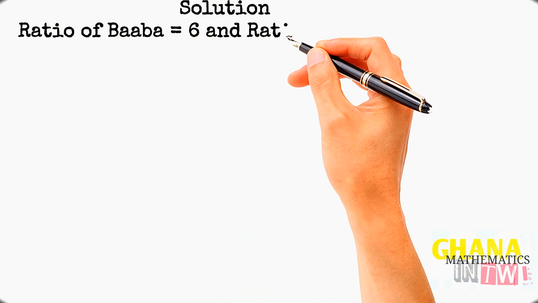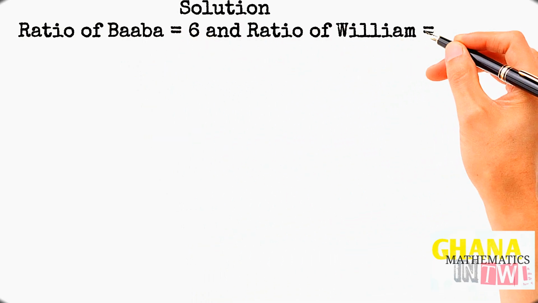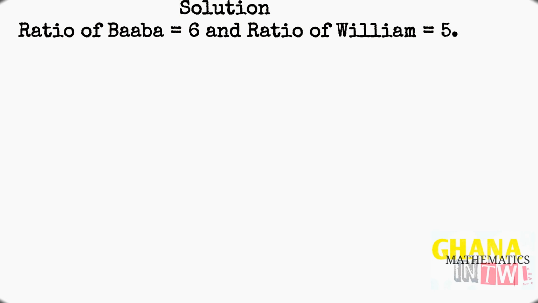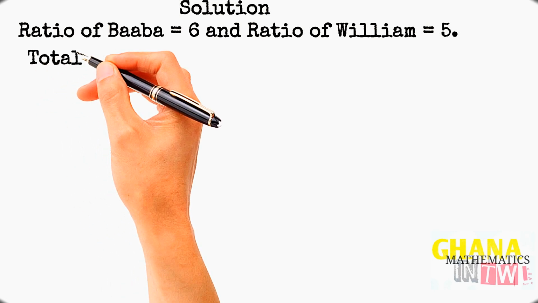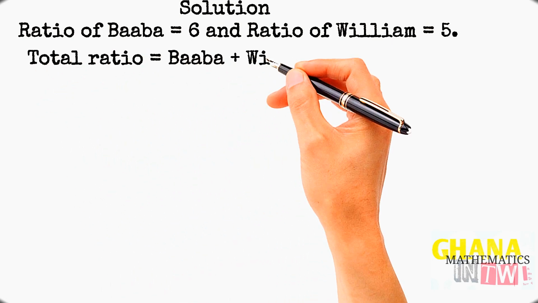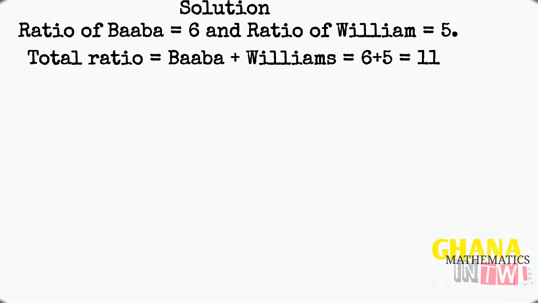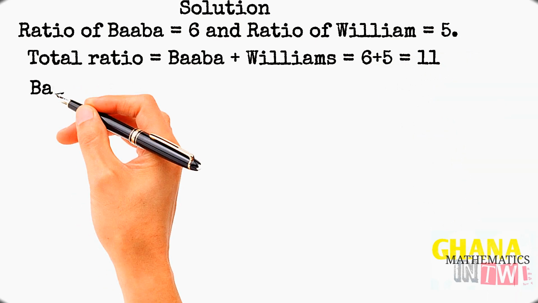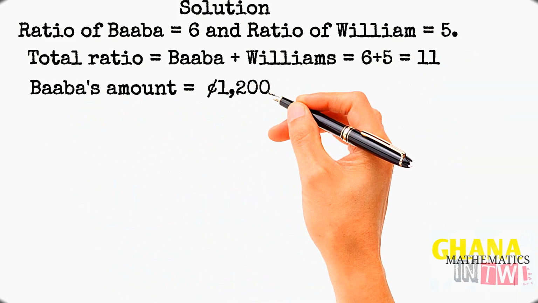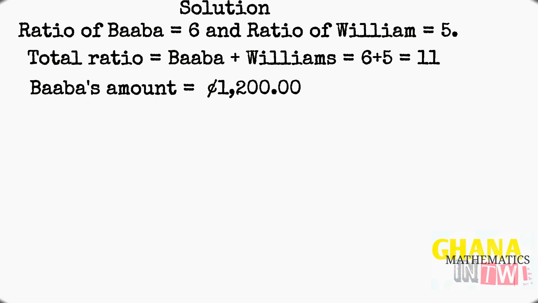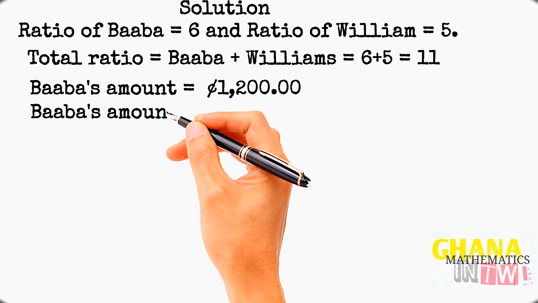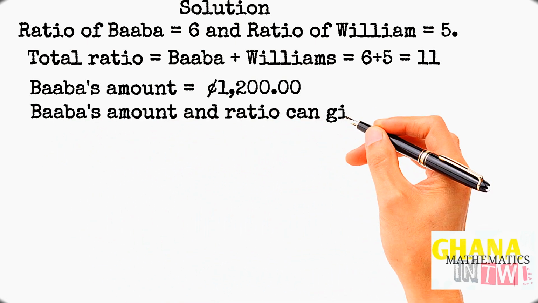If you don't know about this, then today you will understand. For Baba the ratio is 6, for Williams the ratio is 5. The total ratio is 6 plus 5, which is 11. Now, we already know the BECE amount, 1,200 cedis, and the BECE amount can help us get the total amount.